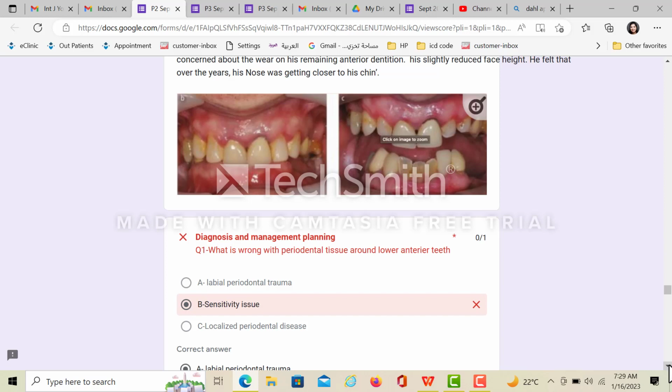There is no mention by the patient that he feels sensitive. He just says he grinds his teeth a lot. So answering the question as a sensitivity issue is wrong. The pulp may have calcified because it's been a long time, and since the question has not mentioned any pain, I will go with labial periodontal trauma, because this question is asking what is wrong with the periodontal tissue. This question is not asking what is wrong with the teeth. It's asking what's wrong with the periodontal tissue. So the candidate has not understood this question properly and hence answers incorrectly. So you see, it is so important to read the question properly. The question is asking about what's wrong with the tissue. They are not asking what's wrong with the teeth.